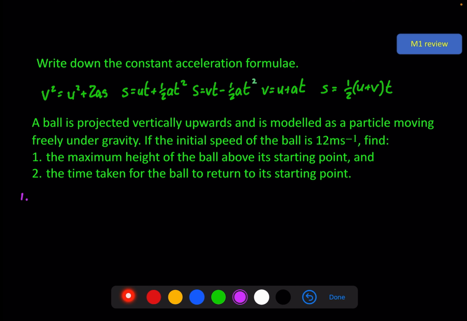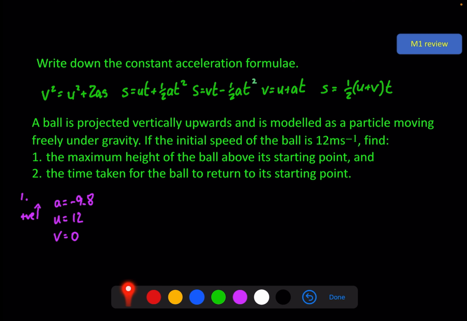For part 1 of this, I'm going to take the upwards direction as positive. That means when I list my information, the acceleration is going to be minus 9.8 because gravity always acts vertically downwards. It's going up with an initial speed, so this is positive, the initial speed 12 meters per second. And if we want to find the maximum height of the ball, that's when it gets to an instantaneous rest point, and the velocity will be 0 just for a moment. These are the 3 bits of information we know.